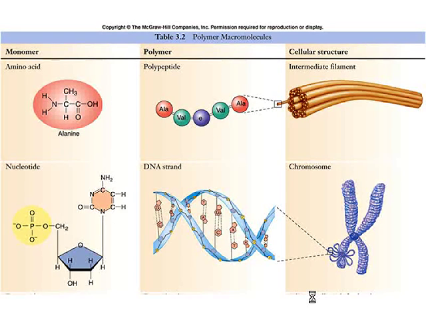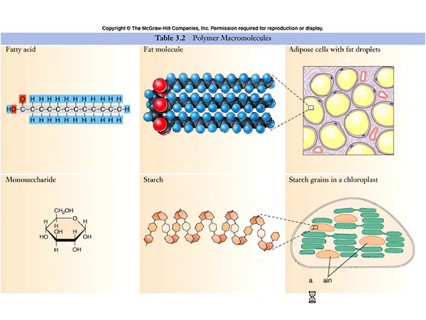The nucleotide is the monomer for nucleic acids. The polymer is the DNA strand. The cellular organelle is the chromosome. So we're starting to see those hierarchy levels build on top of one another. Here are the last 2 groups. Fatty acid is the monomer. Fat molecule, a triglyceride, is the polymer.